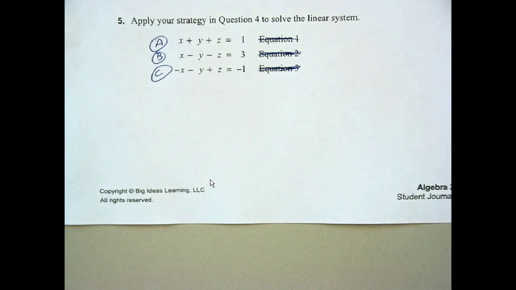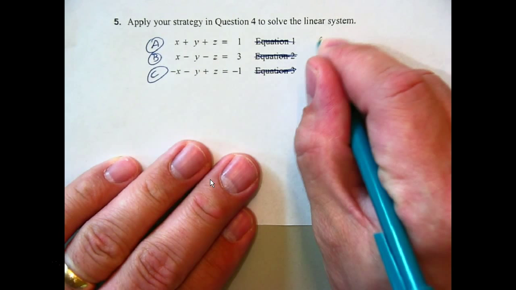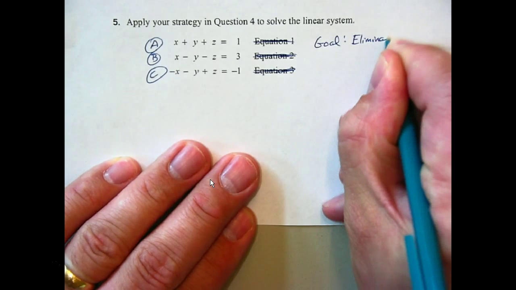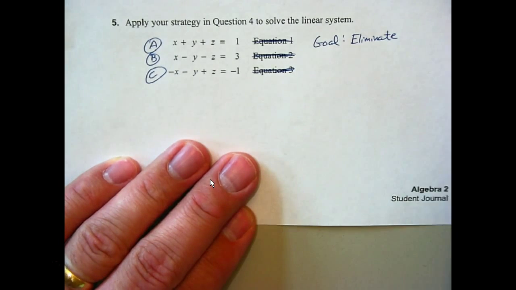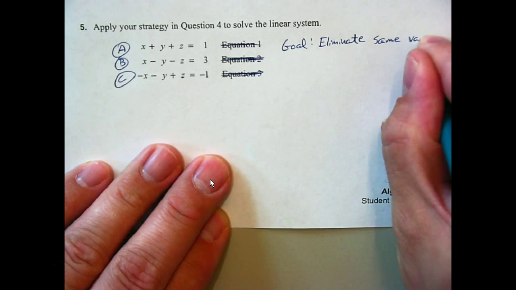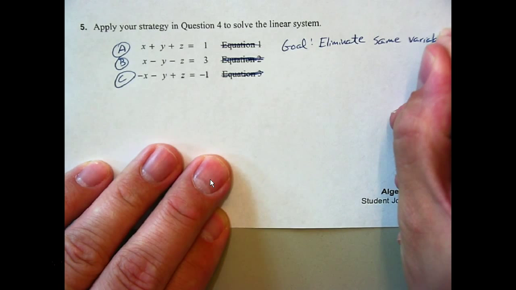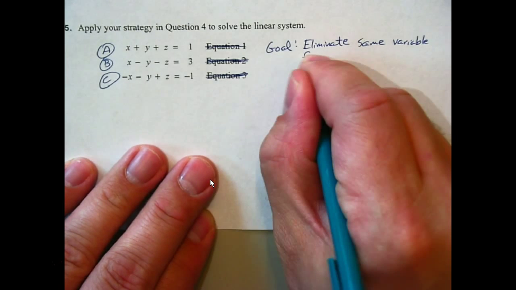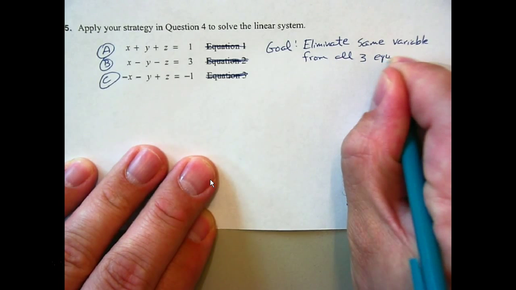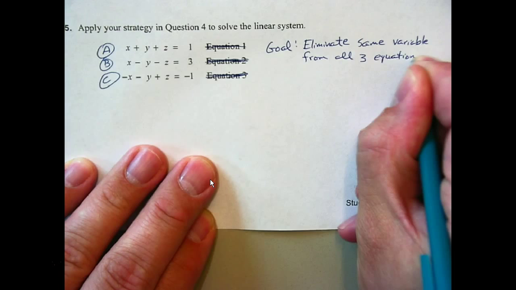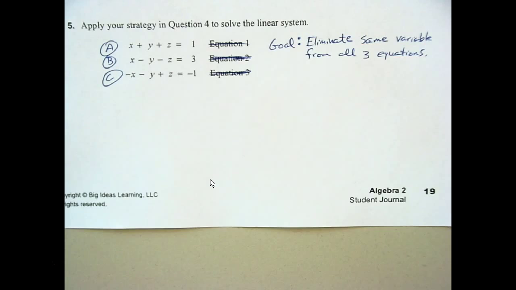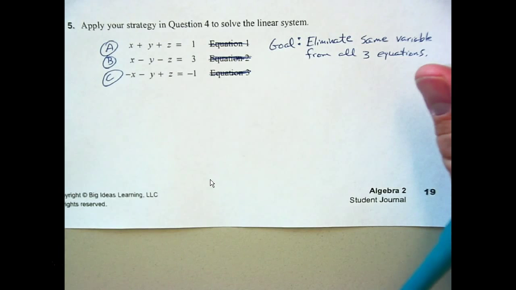Okay, and our goal, make sure you're clear on it: our ultimate goal is to solve for x, y, and z, but to begin with, eliminate the same variable from all three equations. That's how we start this problem. First goal is to eliminate the same variable from all three equations, and then we can solve a two-variable system.